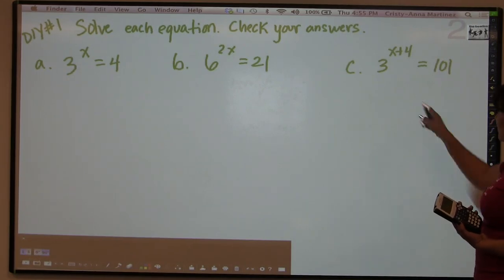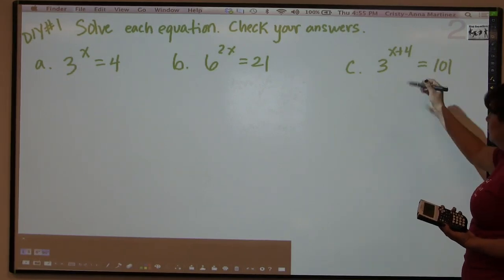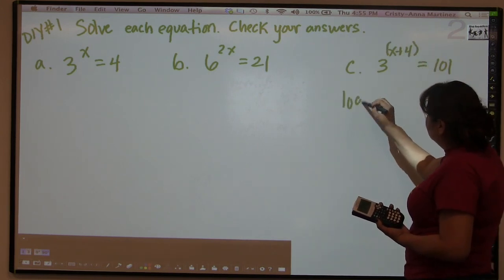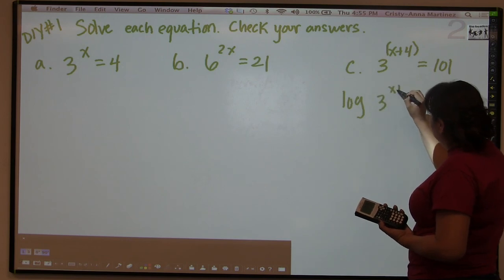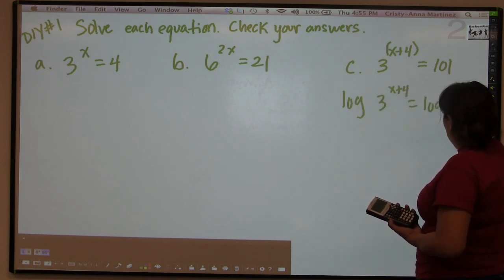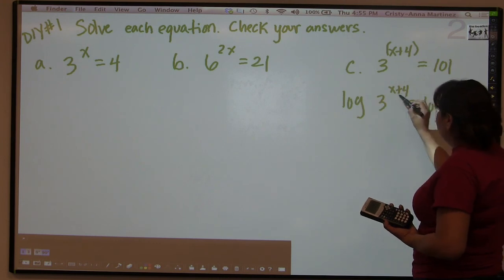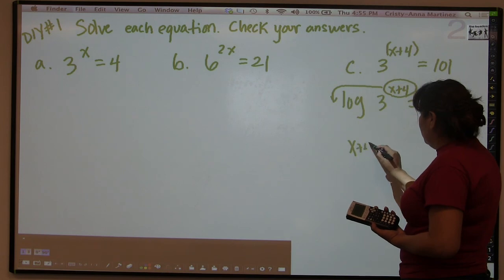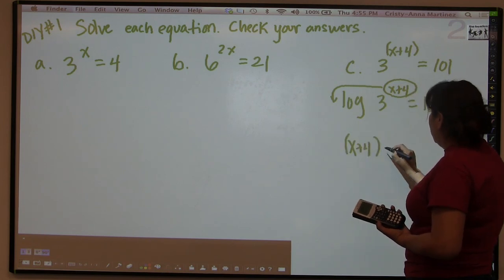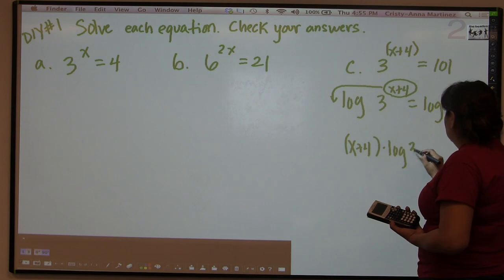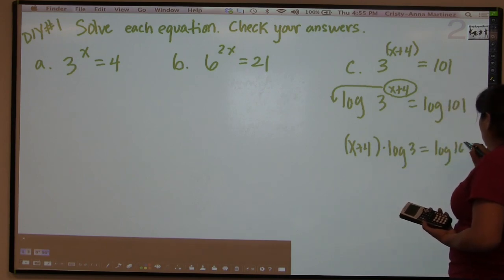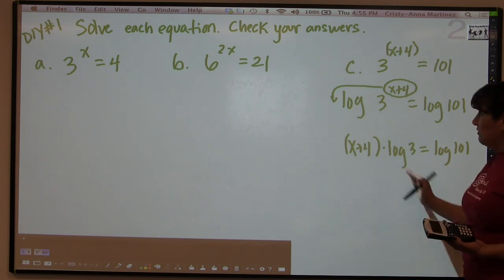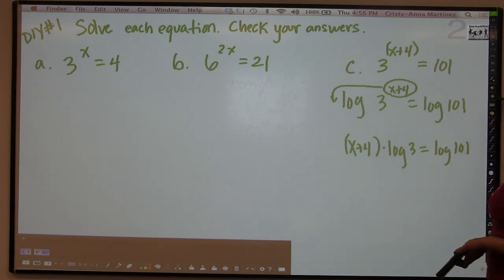I will help you a little bit with this one because it might look a little tricky to you. This is in parentheses here. But again, if you take the log of both sides, it's going to be log of 3 to the x plus 4 power equals log of 101. Then the entire exponent goes in front, and you have x plus 4 in parentheses, keep it together, times log 3 equals log 101. So that'll help you with that. You'll want to divide by log 3 and then subtract 4. So I gave you a little bit of a hint there with that one.